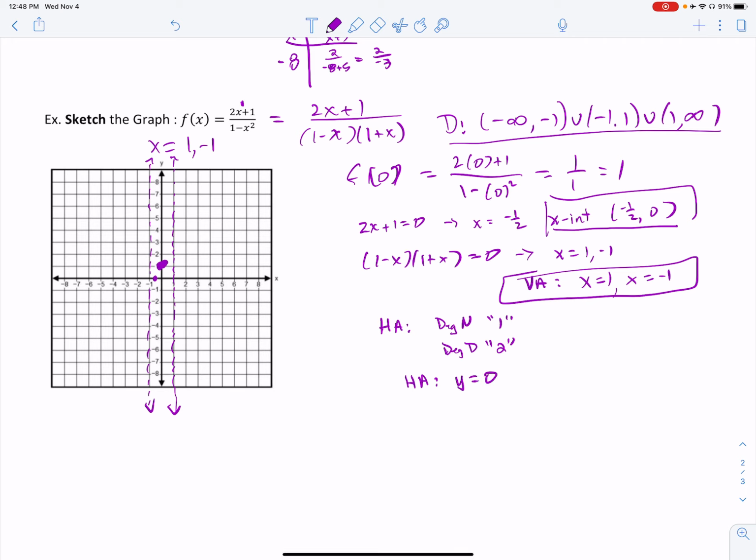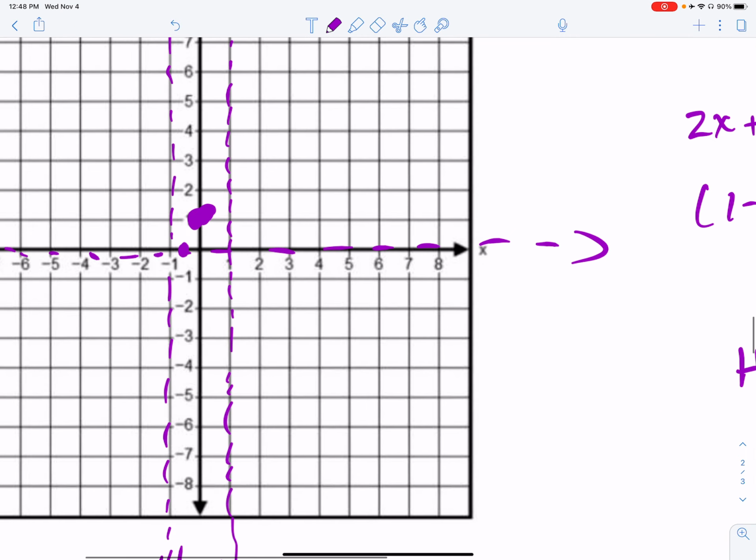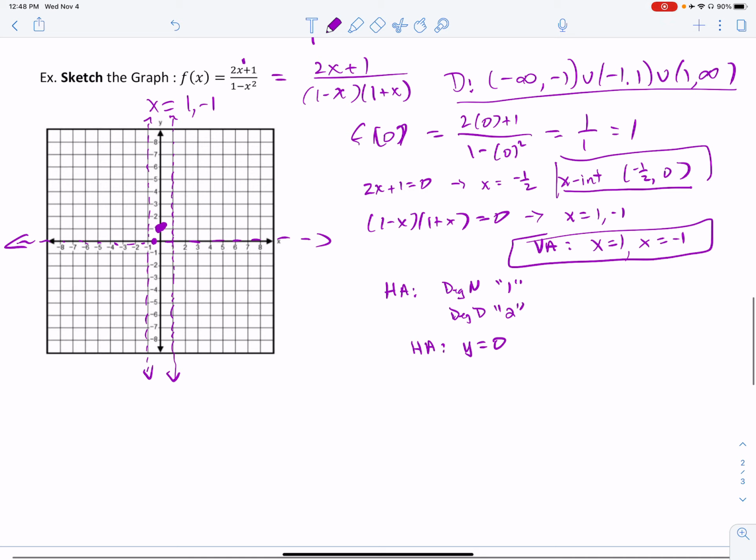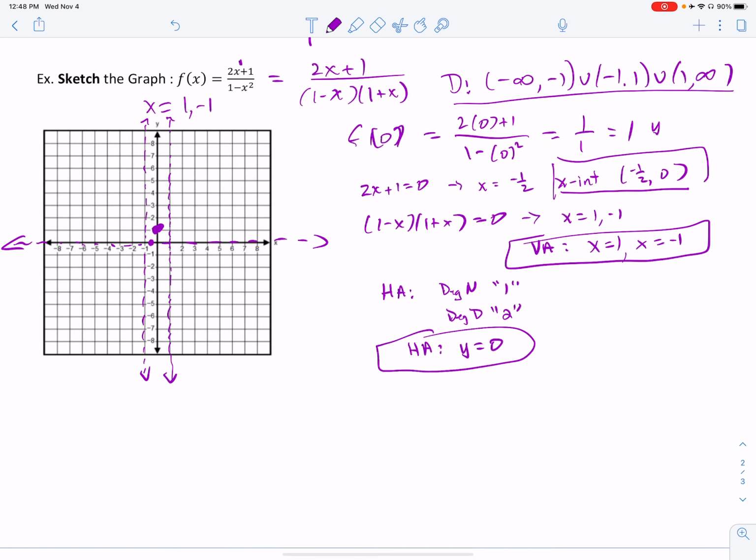When the degree of the numerator is smaller than the degree of the denominator, that horizontal asymptote is 0. So again, end behavior is going to follow that x-axis. Remember how we said you can cross horizontal asymptotes in the middle? That x-intercept crosses the horizontal asymptote, and that's perfectly fine. It's not a problem. Horizontal asymptotes are about end behaviors. So x-intercept, vertical asymptotes, horizontal asymptotes, a y-intercept. I forgot to label that.